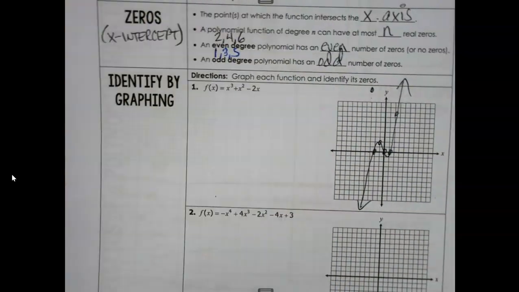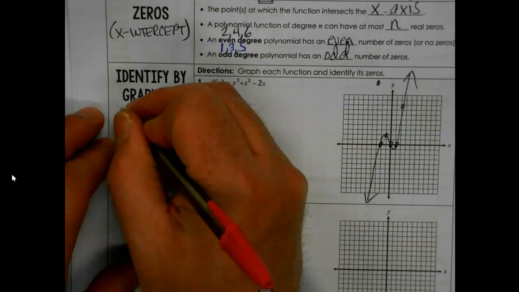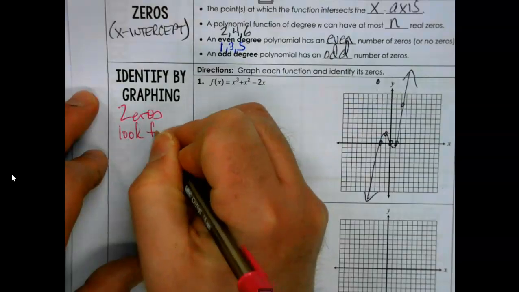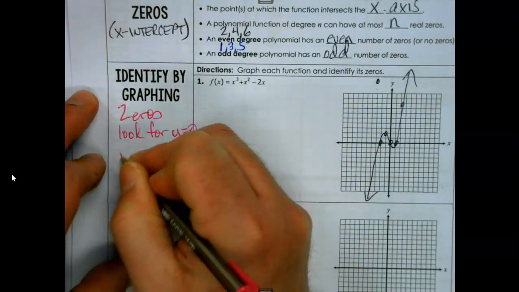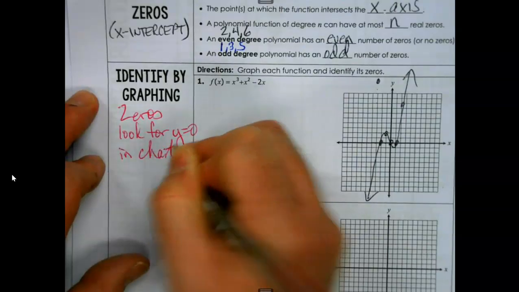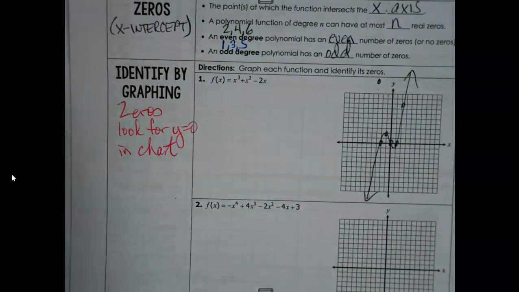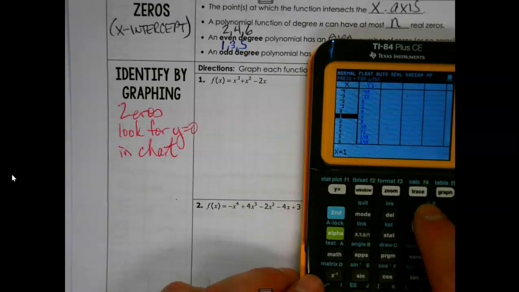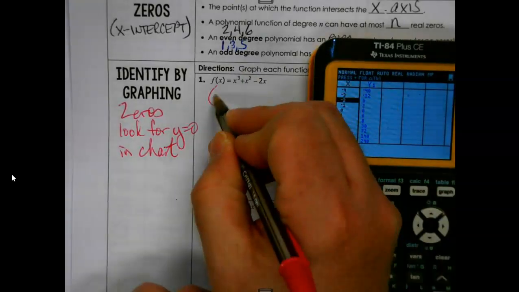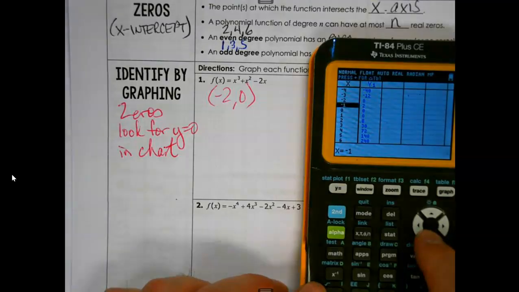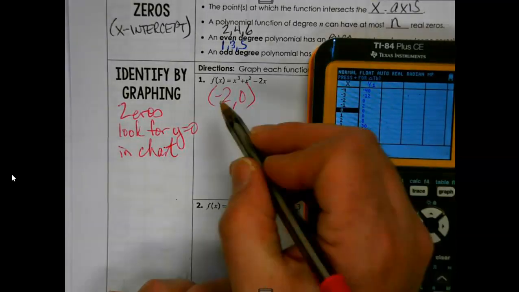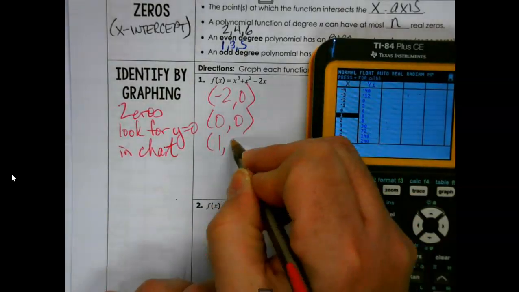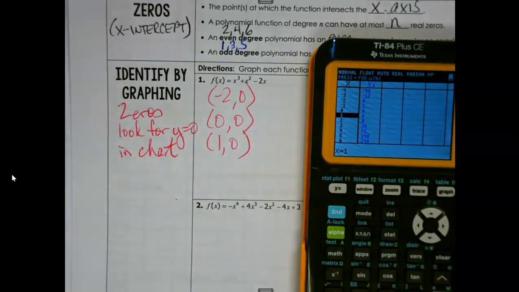So remember, here, if you have zeros, you're going to look for y equals 0 in the chart, because if it's y equals 0, it's crossing the x-axis. So you're like, wait a minute. Let me get back to my chart here for a sec. Hey, check this out. Any coordinate that has a y value of 0 is going to be a solution for you.